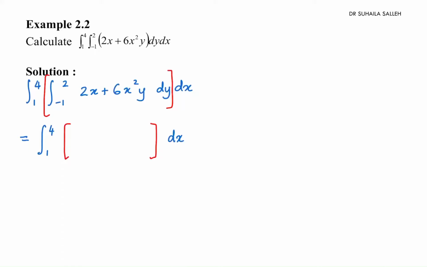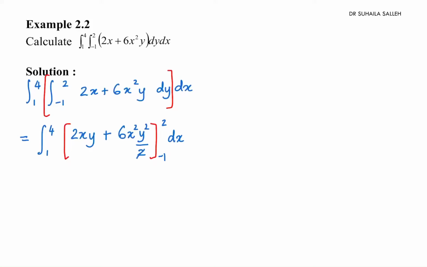Now let's integrate with respect to y. So 2x, x is taken as a constant now, so that will be 2x times y, plus 6x squared y. Here 6 and x squared are constants, just leave them there. Integrating y gives y squared over 2. These are for the values between minus 1 and 2.